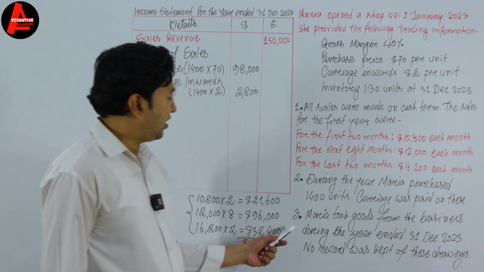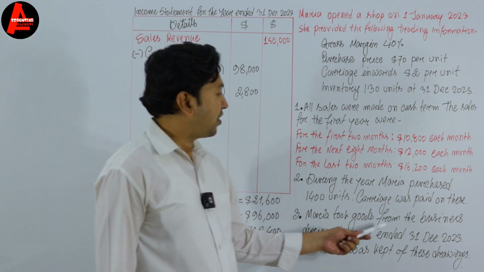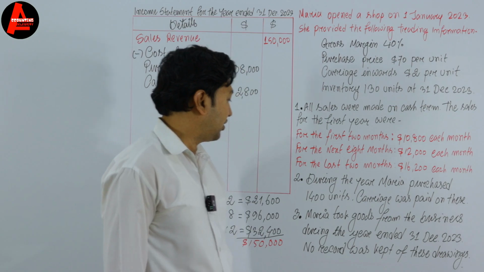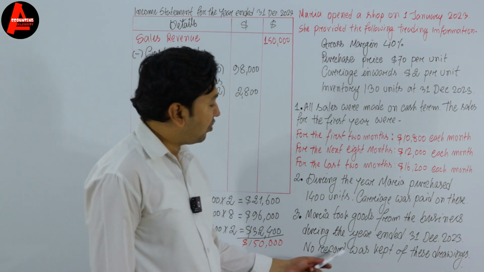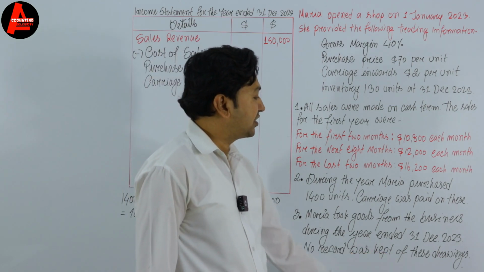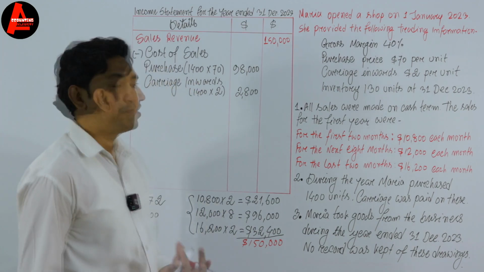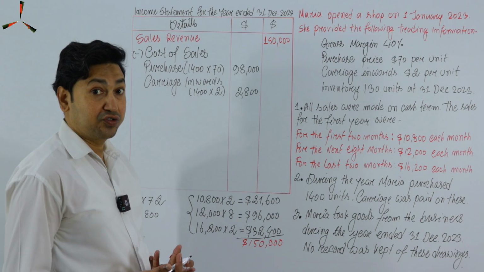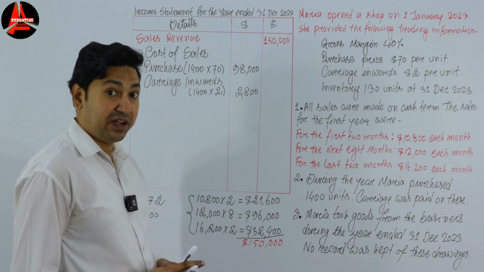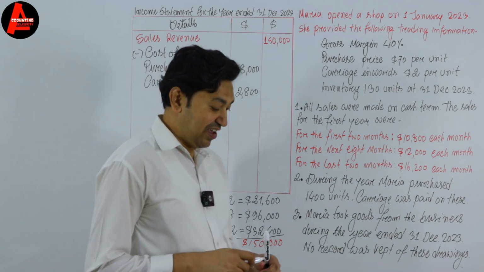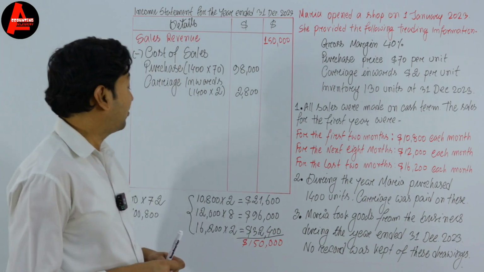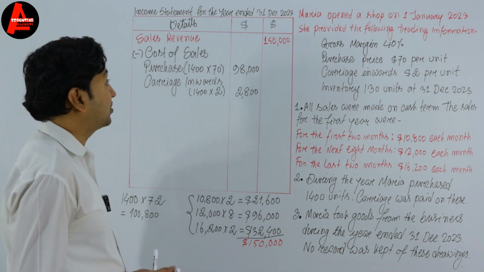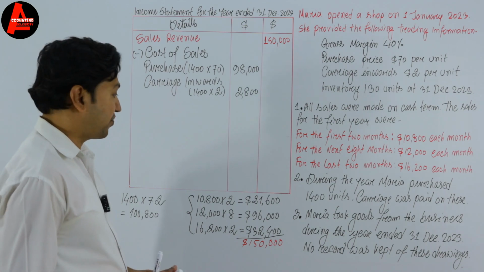Okay, so here number 3, Maria took goods from the business during the year ended 31st December 2023. No record was kept of these drawings. Okay, so there is no record for drawings. So how to calculate now drawings? It will be very complicated. Yeah, no, not at all. Okay, so for that goods for own use, we need to figure out gross profit first of all.